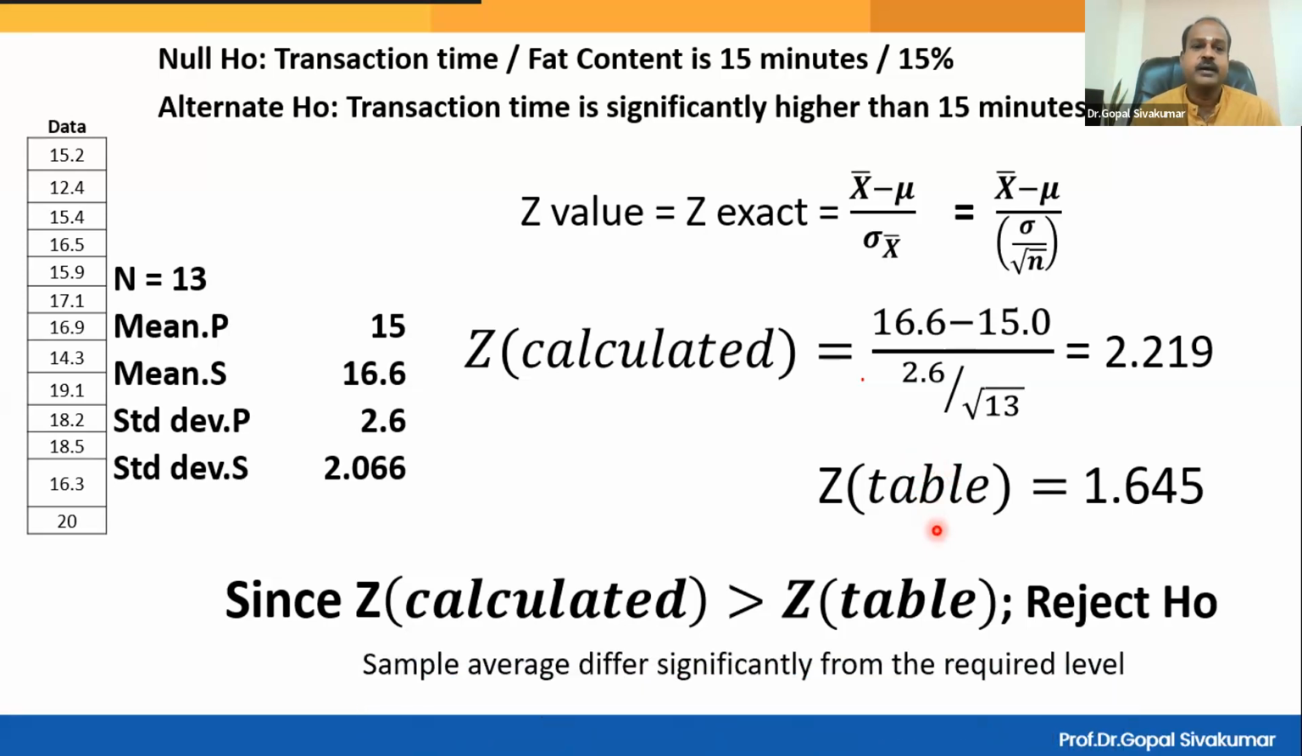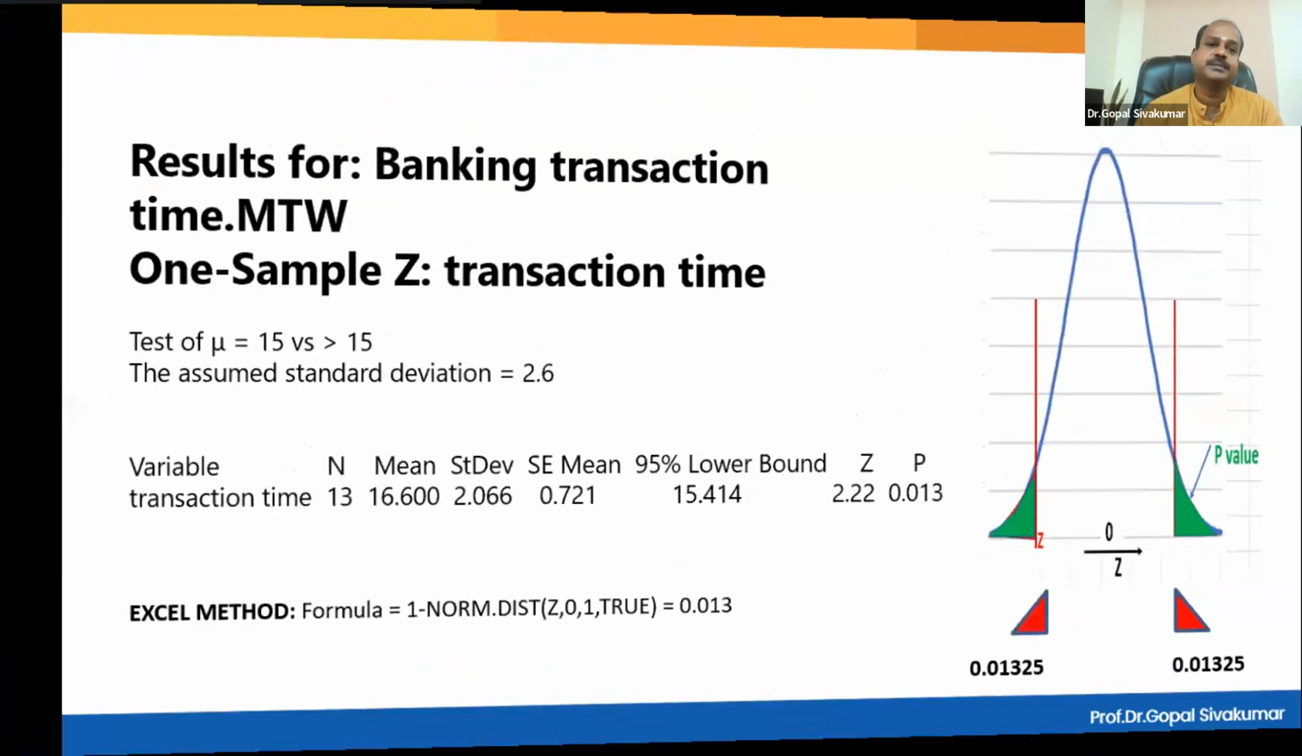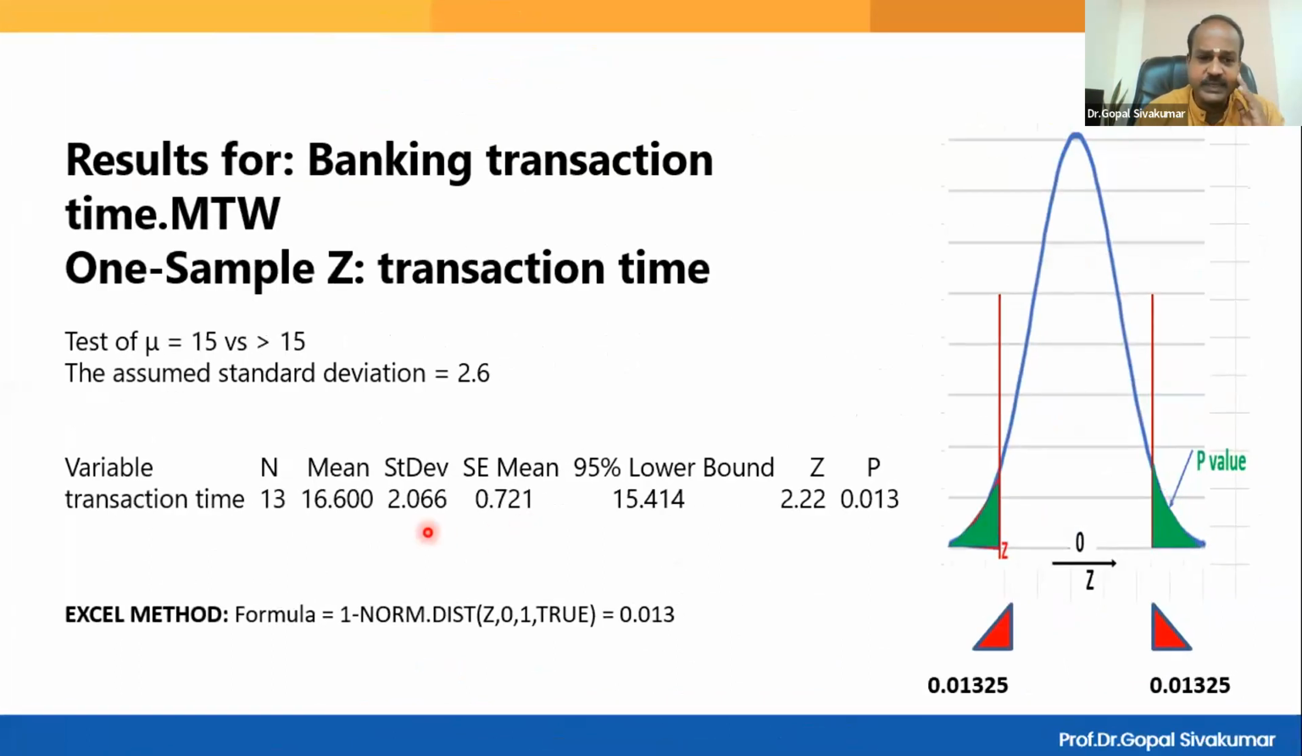So let me show you the Minitab report. When I feed all the values, can you see the 2.22 here? The 2.22 is converted into a p-value. How much is your p-value here? 0.013. The 0.013 is the p-value. Is it less than 0.05 or more than 0.05? Less than 0.05. If it is less than 0.05, what is your decision? Reject the null.